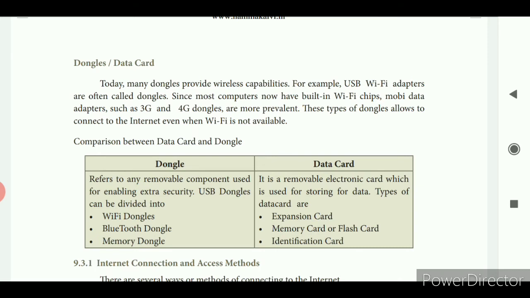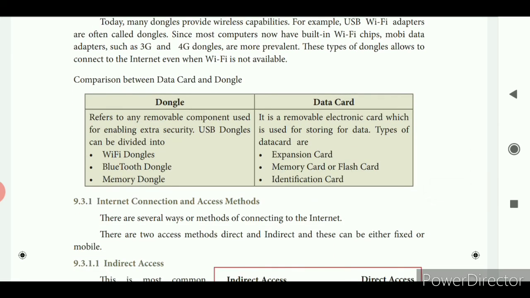So what is the difference between a data card and a dongle? Dongle refers to any removable component used for enabling extra security. USB dongles can be divided into Wi-Fi dongles, Bluetooth dongles or memory dongles. Then a data card is an electronic card. It is a removable electronic card which is used for storing data. Types of data card are expansion card, memory card, and identification card.